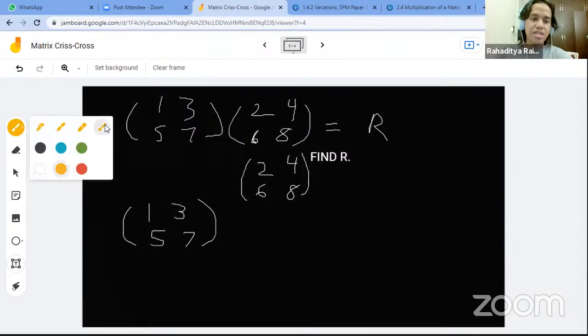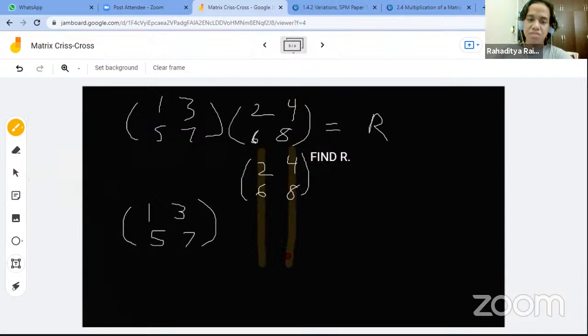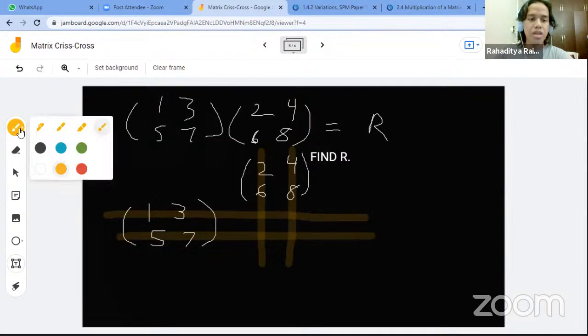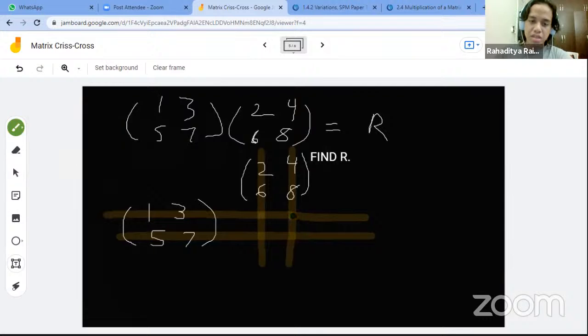Once you do this, you draw lines based on the rows and columns. For the top one, you draw a line going through the columns. For this one, you draw a line going through the rows. Then you check where they intersect. Okay, so you can see all the spots where they intersect. There's one over here, one over here, one over here, and one over here.